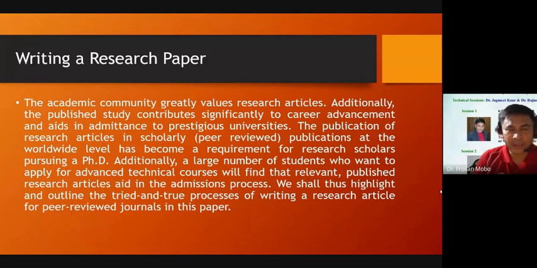In addition, a large number of scholars or even students who want to apply for advanced publication proceed in several stages, from looking for a particular journal, which I'm going to share later. The importance is how to write it properly from step one, going through the whole process of writing a good research article for peer-reviewed journals in the Scopus and Web of Science indexed journals.